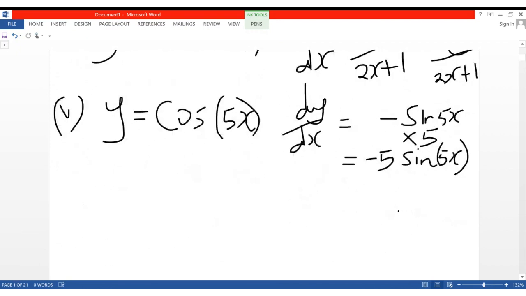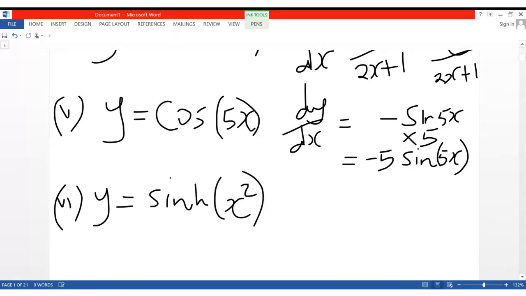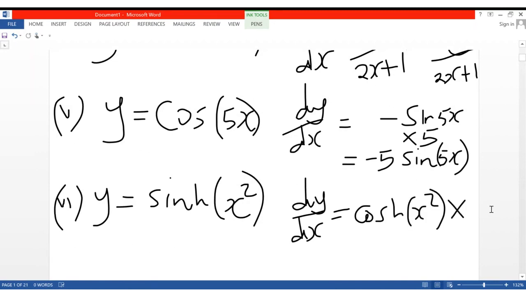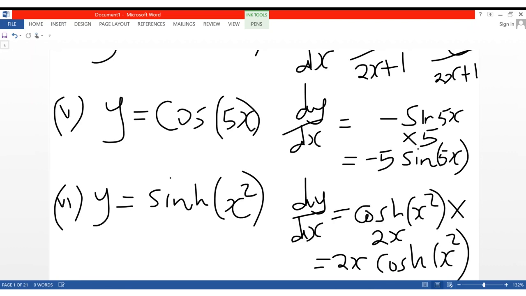So these are the most common functions I think you can be able to do, for example sine hyperbolic x squared. When you differentiate sine hyperbolic, you get what? Cos hyperbolic. So you'll get here cos hyperbolic, the same function, x squared. But you come inside the function, you multiply with that. When you differentiate x squared, you get what? 2x. So here the final answer will be 2x cos hyperbolic of x squared. So basically that's it. You differentiate the function, but you remember to come inside always, and you differentiate.